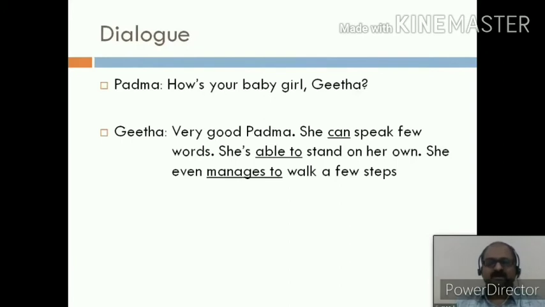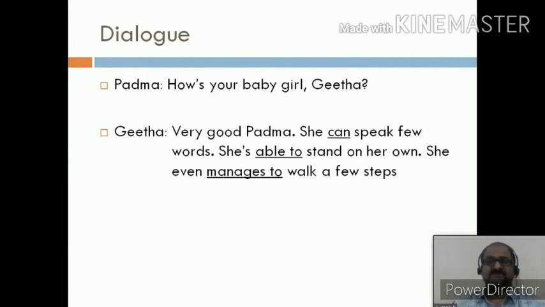Look at this small dialogue. Let's look at this small dialogue in order to understand better the differences between these phrases. This dialogue is happening between Padma and Geeta. Both of them are friends. Padma asks Geeta, "How is your baby girl, Geeta?" And Geeta responds, "Very good, Padma. She can speak a few words. She's able to stand on her own. She can even walk a few steps."